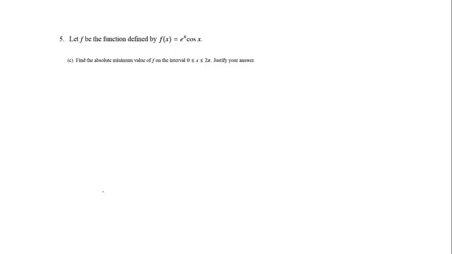Okay, part C, find the absolute minimum value of f on the interval from 0 to 2 pi. Justify your answer. Justifying your answers is going to be the work that we're going to be showing. Absolute minimum. Please remember, to find an absolute minimum, we need to find the critical values, and then we need to evaluate the function at the critical values and the endpoints. So the first thing that I'm going to do, we already found the derivative in that last part, and that was equal to e to the x cosine x minus e to the x sine x.